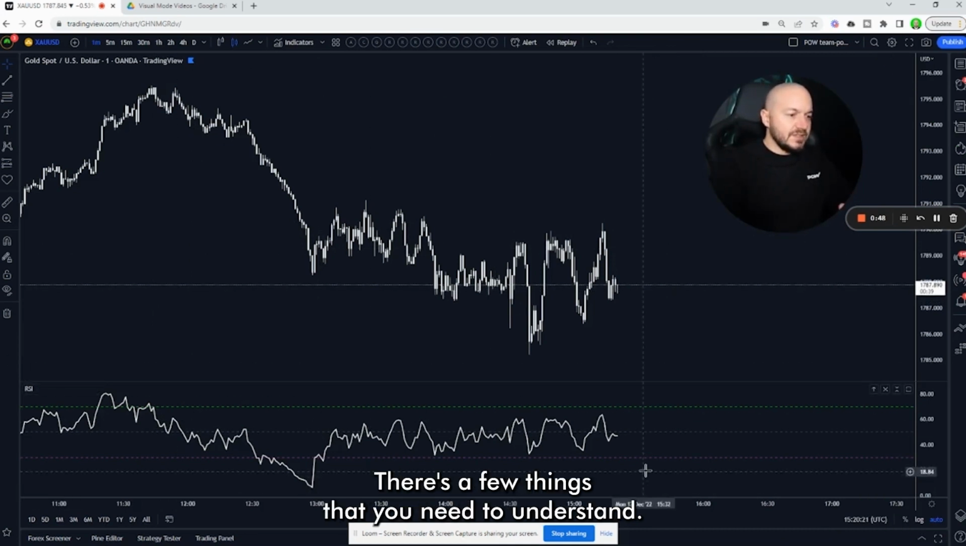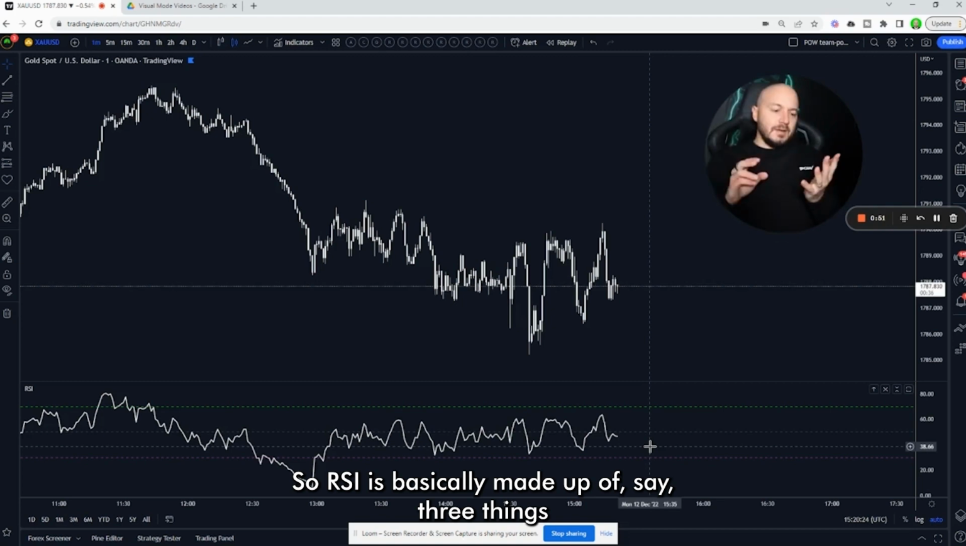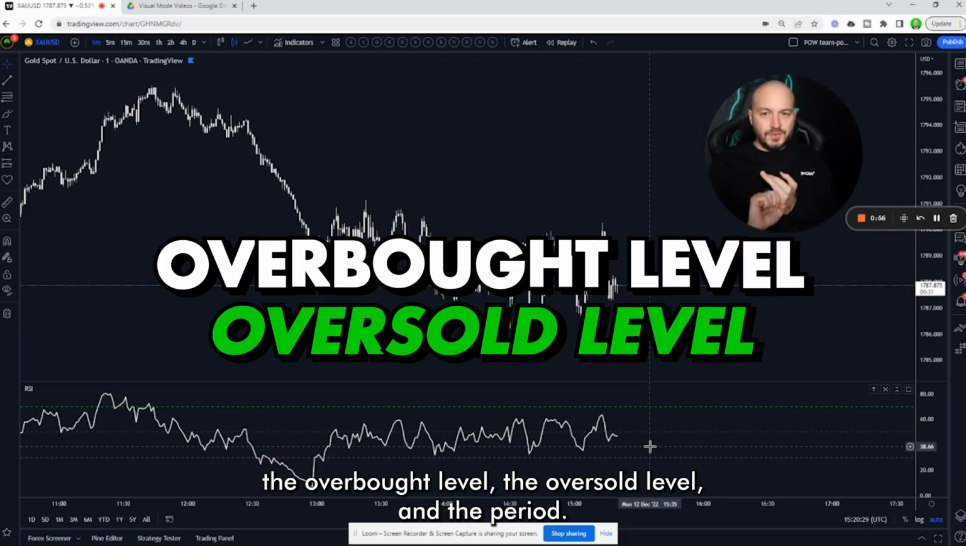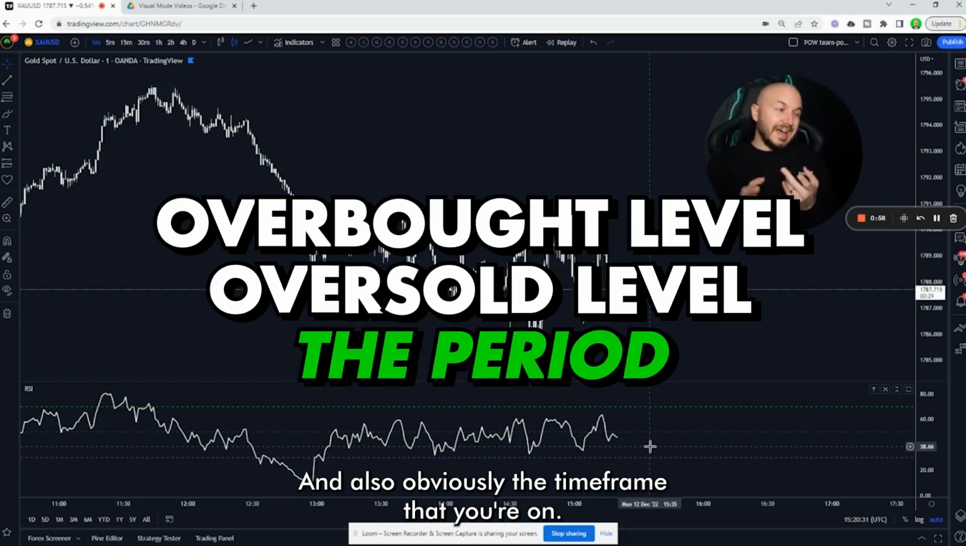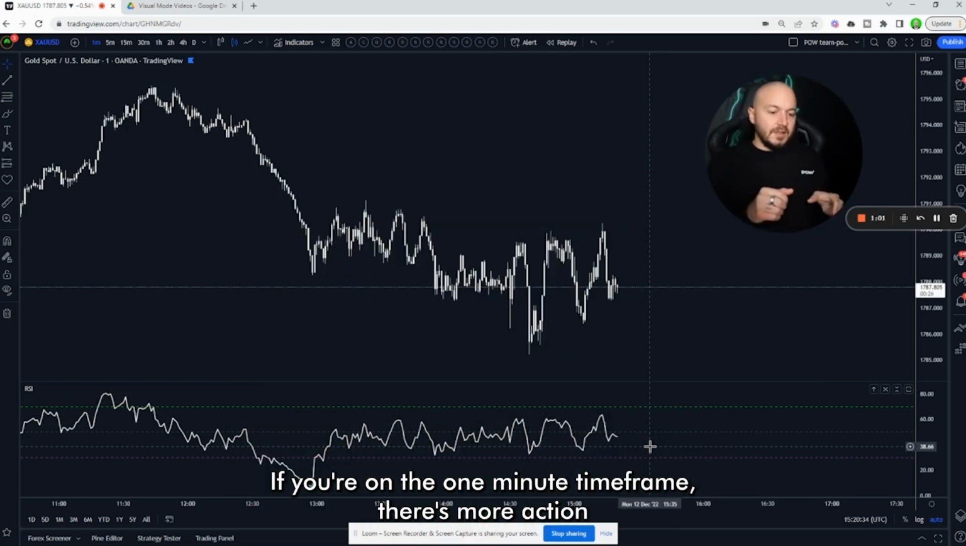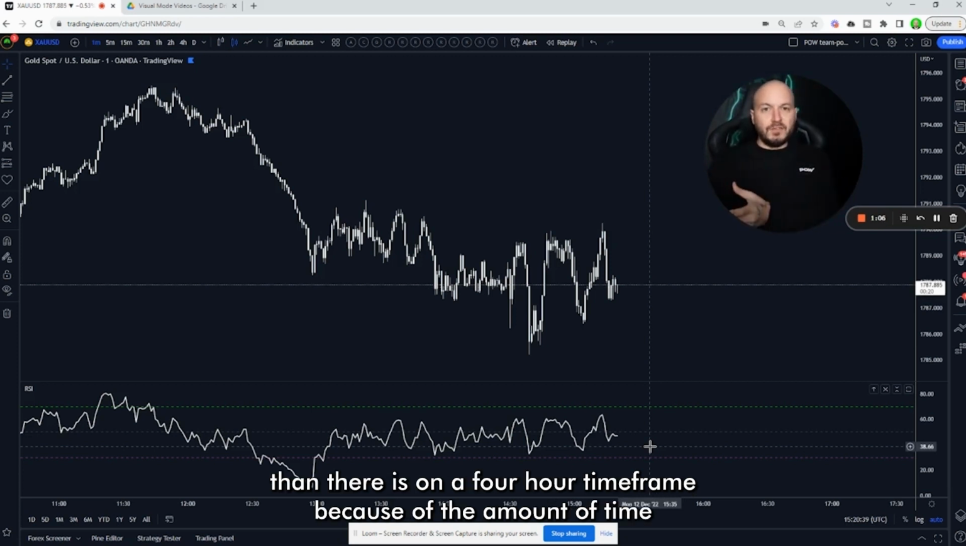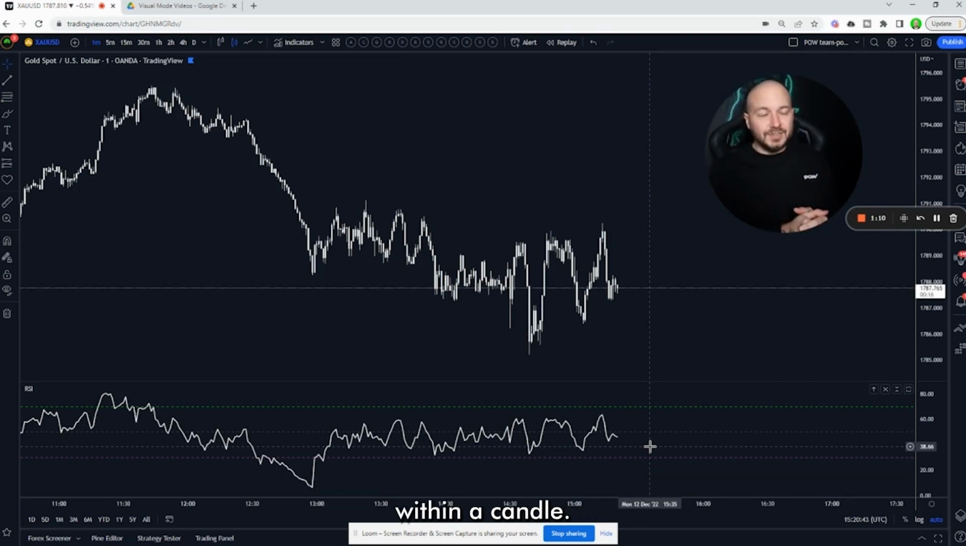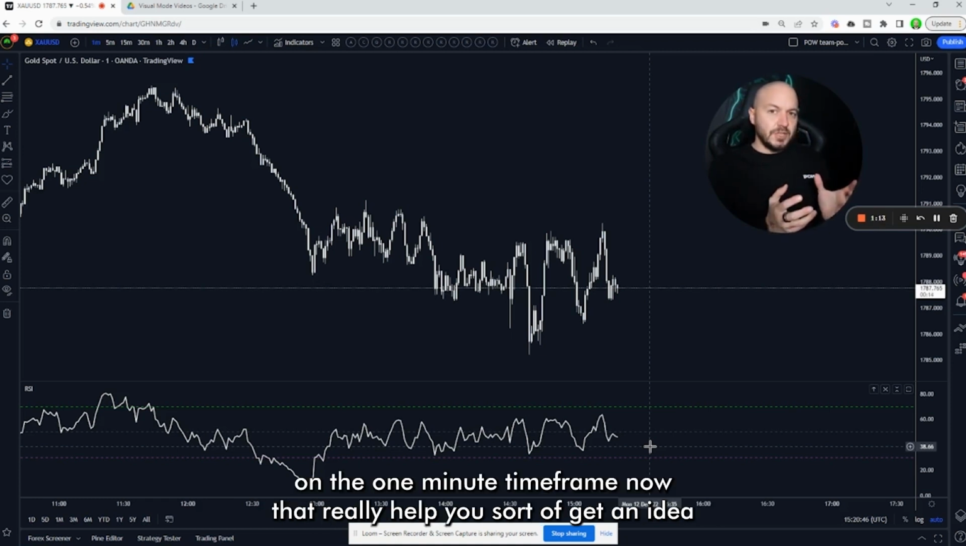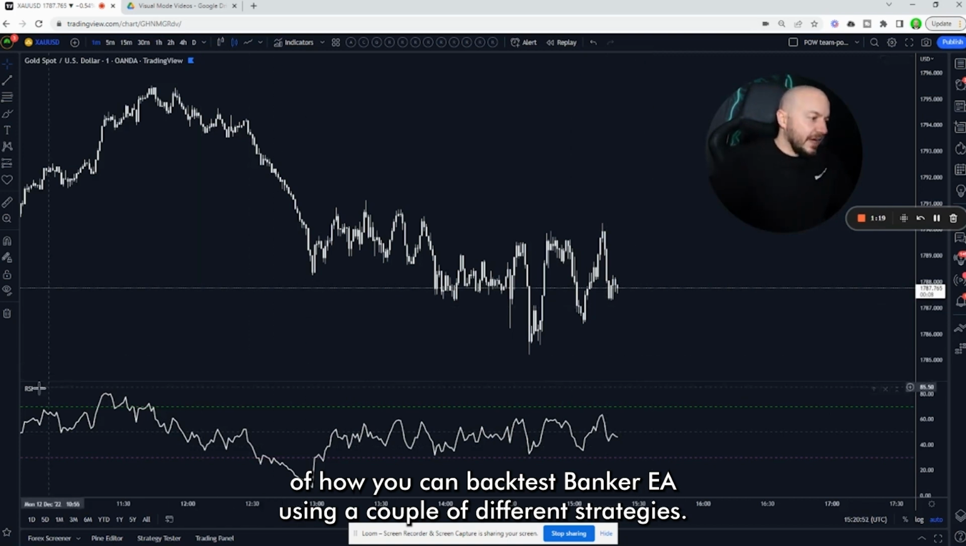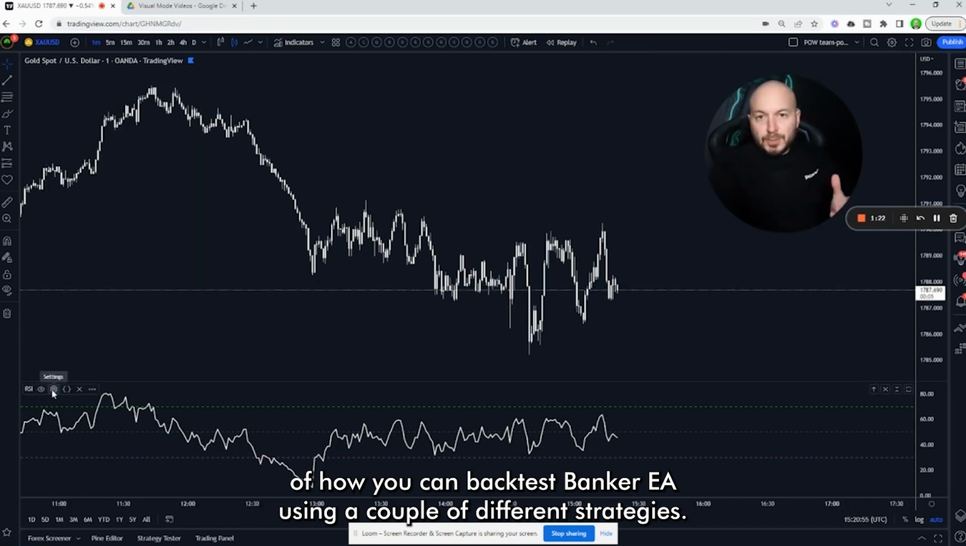First things first, I've got the RSI indicator up on screen. There's a few things that you need to understand. RSI is basically made up of three things: the overbought level, the oversold level, and the period, and also obviously the time frame that you're on. If you're on the 1 minute time frame, there's more action than there is on a 4 hour time frame because of the amount of time within a candle. So I'm just going to show you some things on the 1 minute time frame now that really help you get an idea of how you can backtest Banker EA using a couple of different strategies.